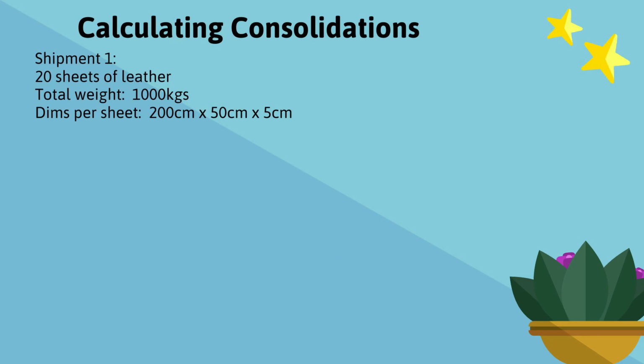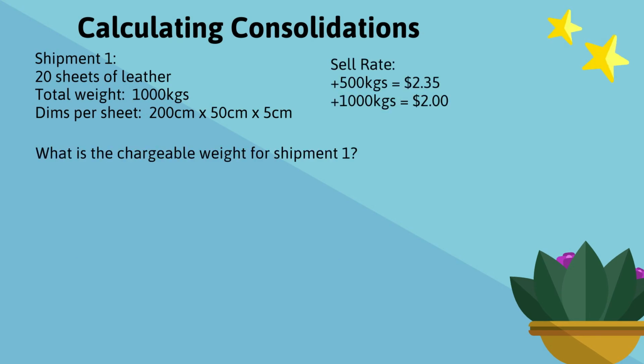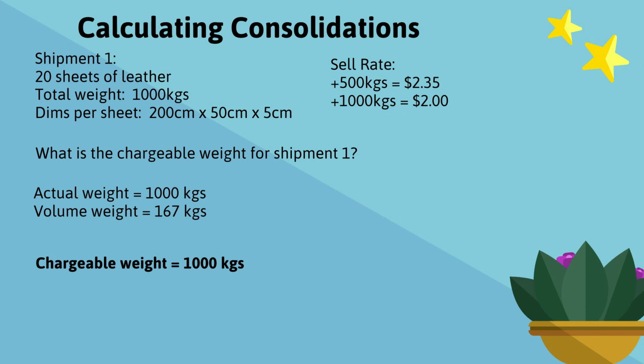Now going back to shipment 1 again, what is your chargeable weight? You had your actual weight and your volume weight. What is the larger between the two? This is just for shipment 1. It's not for the consolidation, just looking at shipment 1.